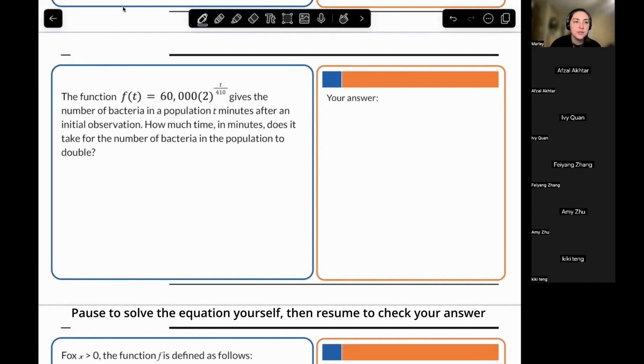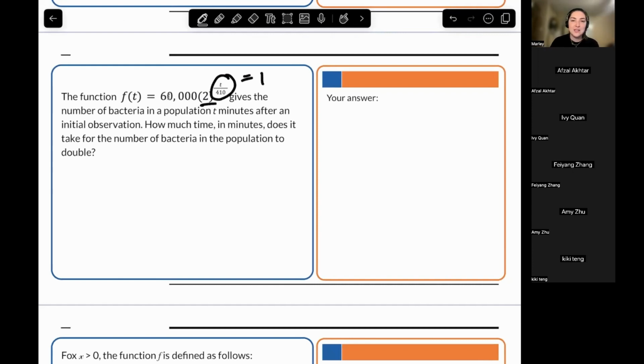Okay, let's do another example that's similar to this. I have to share to a different screen. So this one is very similar to the last one. If it's doubling, we just want this exponent to equal 1. If that's the case, we just want 410 over 410. So our time would be equal to 410.